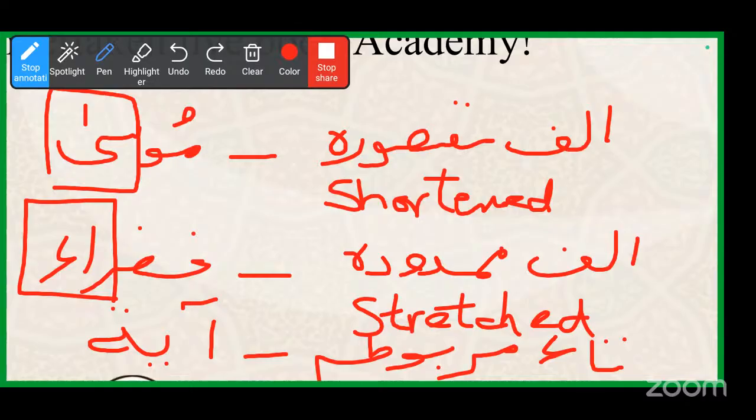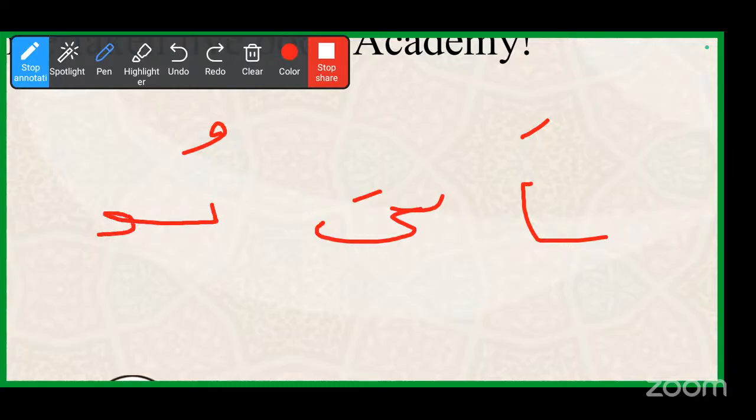Now we have got 9 vowels: fatha, kasra, damma, alif maddi, ya maddi, waw maddi, alif maksura, alif mamduda, and ta marbuta. This was it about harakat until now.